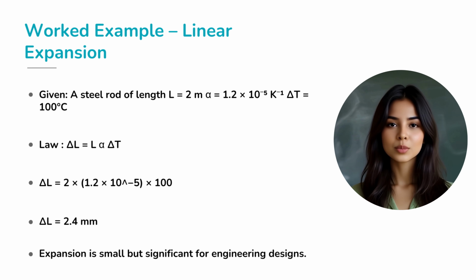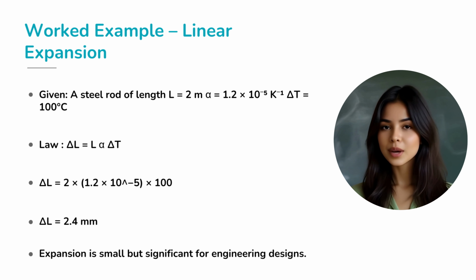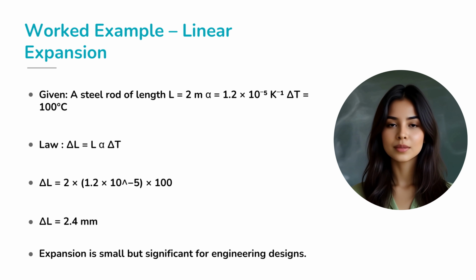Let's solve a practical problem to see the numbers. Suppose we have a steel rod, length equals 2 meters. The coefficient of linear expansion, alpha, is 1.2 into 10 power minus 5 per Kelvin. The rod is heated through 100 degrees Celsius. How much will it expand?